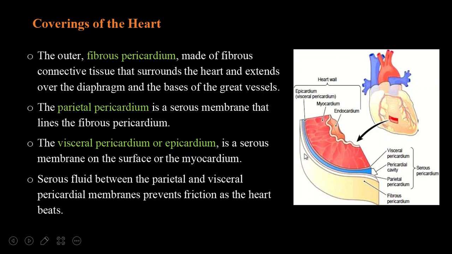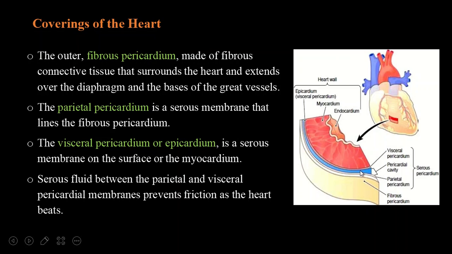This surrounds the heart. This color dirty white or something yellow. This is the fibrous pericardium. It is made of fibrous connective tissue that surrounds the heart. Ito, that surrounds the heart. You also have the parietal pericardium. Ito, the parietal pericardium is a serous membrane that lines the fibrous pericardium. So this parietal pericardium lines the fibrous pericardium sa loob.